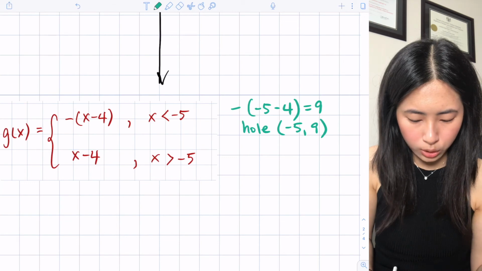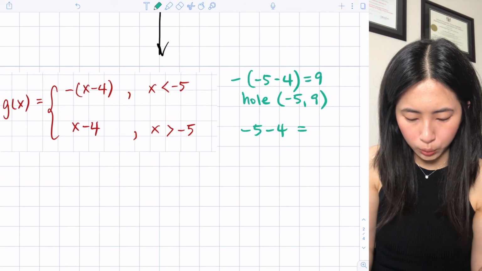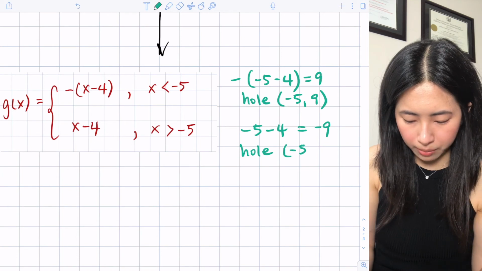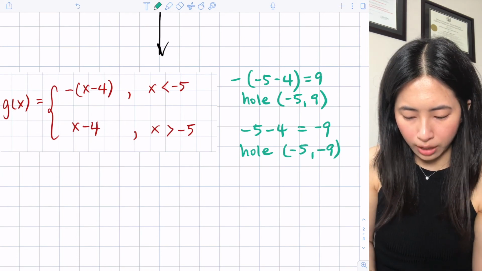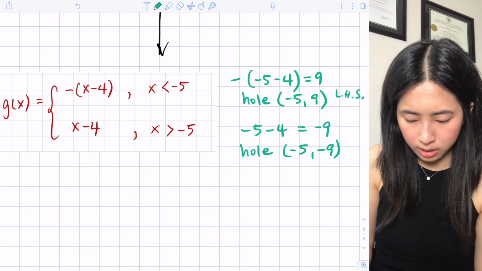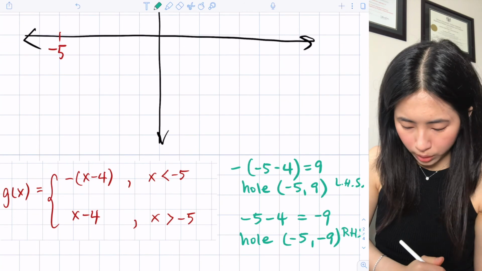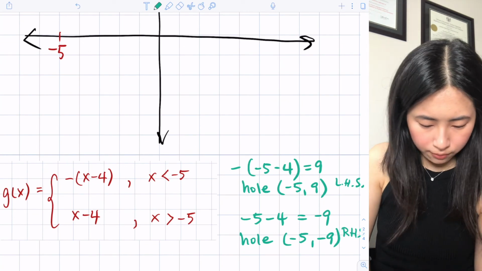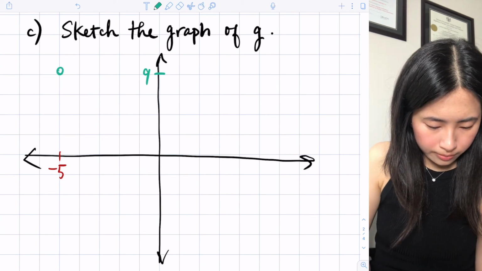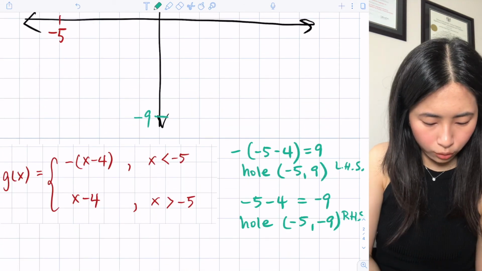On the other hand, if we were to consider when x is greater than -5, you would have -5 minus 4, and this is equal to -9. So we do have a hole at -5 comma -9. For the first one, when you have a hole at -5 comma 9, this is from the left-hand side. And then on the other hand, this is for the right-hand side. So great, we're going to mark that right now. This is -5 comma 9, so that's somewhere over here. And we have -5 comma -9, so that's over here.